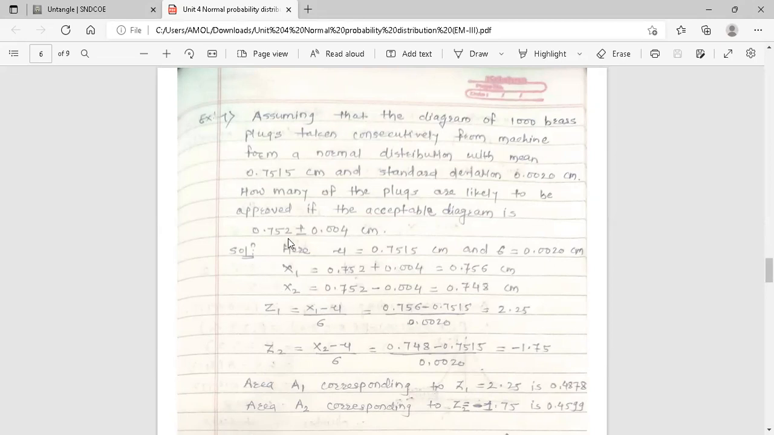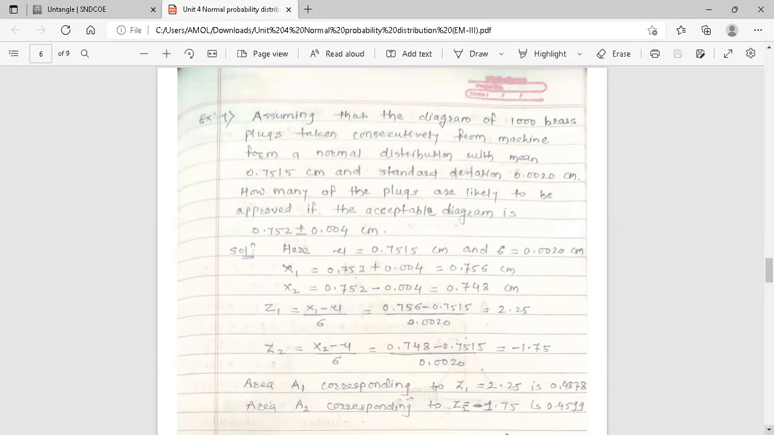What is that x2? You subtract this 0.004 from 0.752, and so the calculated value is 0.748 centimeter. So these are the values of x1 and x2. Now from x1 and x2, you find z1 and z2. You convert x1, x2 in terms of z1, z2. So z1 is (x1 minus mu) upon sigma and z2 is (x2 minus mu) upon sigma. Here you put the values of x1, mu and sigma, x2, mu and sigma, simplify and calculate. Z1 is 2.25 and Z2 is minus 1.75.